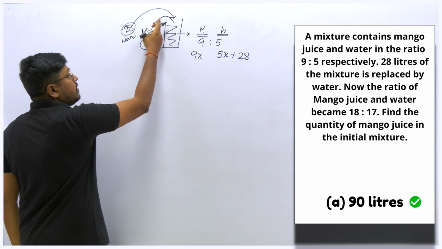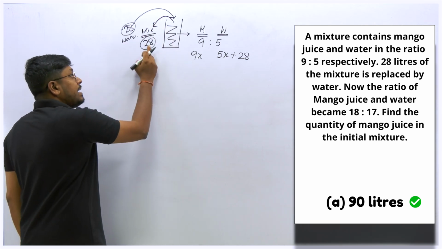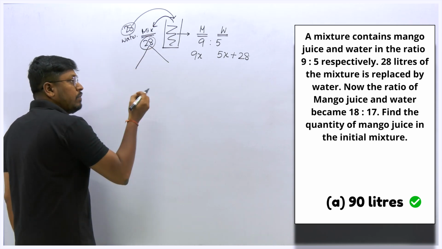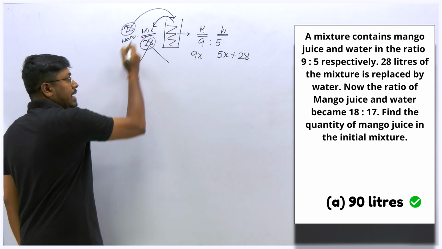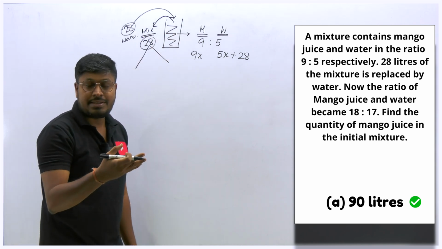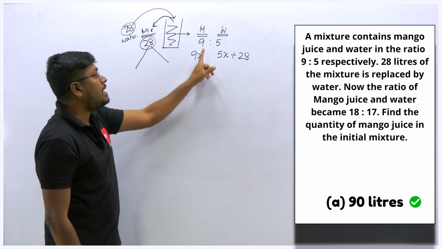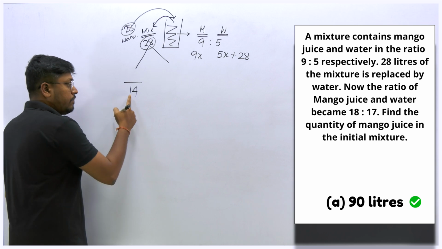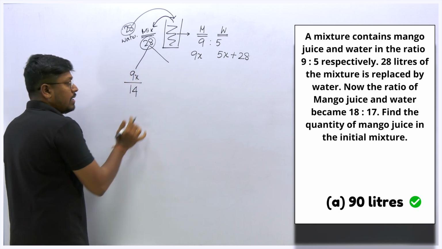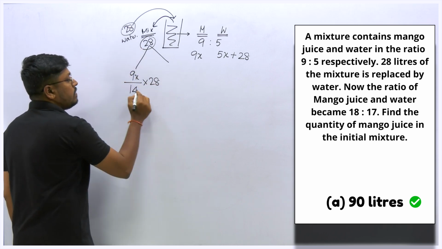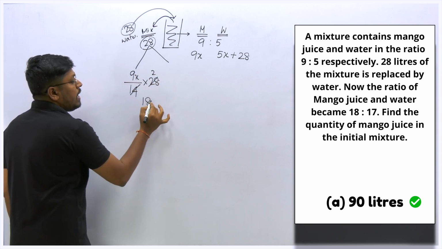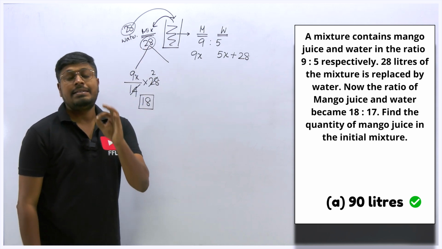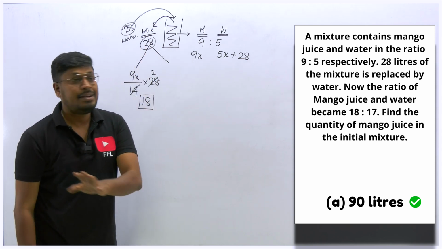So now 28 liter of mixture has been taken out. Inside this 28 liter of mixture, we have mango juice as well as water. So you have to find, inside this 28 liter which was taken out, how many liters of mango juice are there and how many liters of water are there. Now it is easy to find. 9x plus 5x is total what? 14. So total of 14, out of which 9x is the mango juice, right? So into 28 liters, we can cancel it 2 times, 9 into 2, 18. That means out of this 28 liter, 18 liter is the mango juice. Then the remaining 10 liter will be the water.